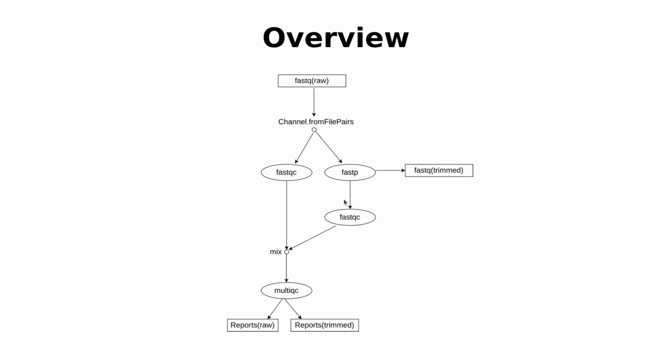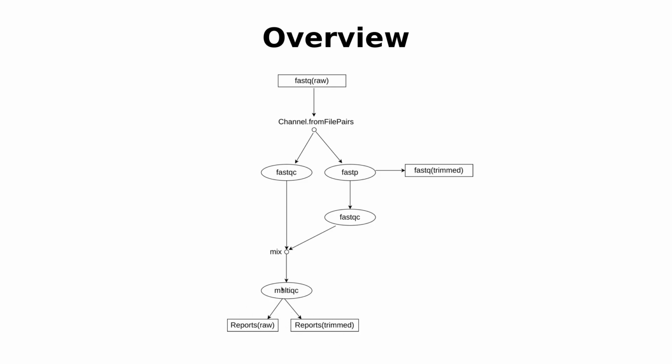On the trimmed reads, we are also going to run fastqc and generate some reports. The two reports, the one for the raw reads and the one for the trimmed reads, we are going to aggregate together and run multiqc on them. Once we run multiqc, we will generate two reports: a multiqc report for the raw reads and a multiqc report for the trimmed reads.